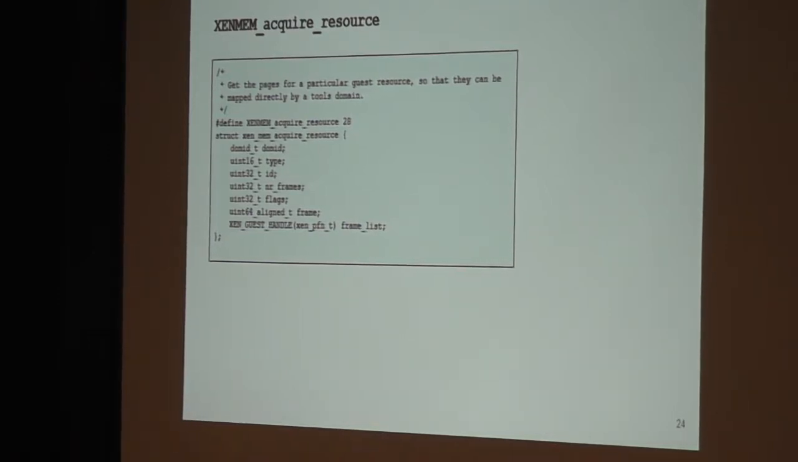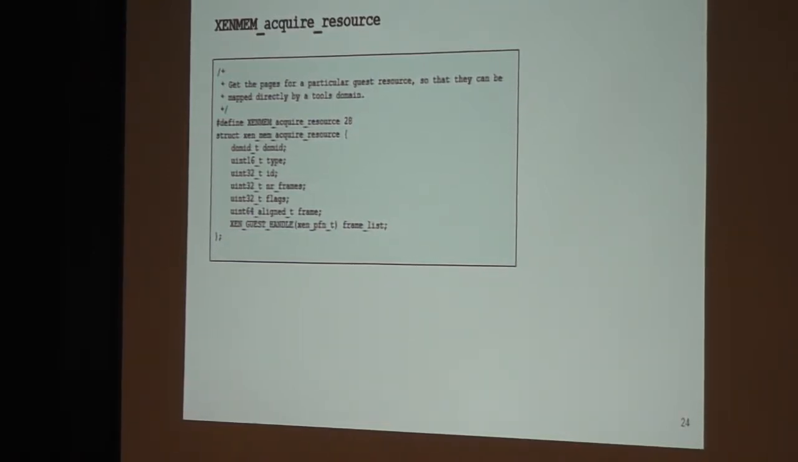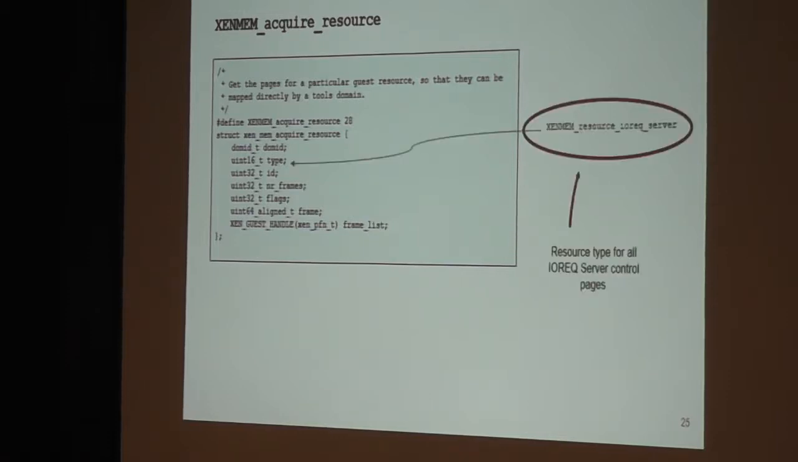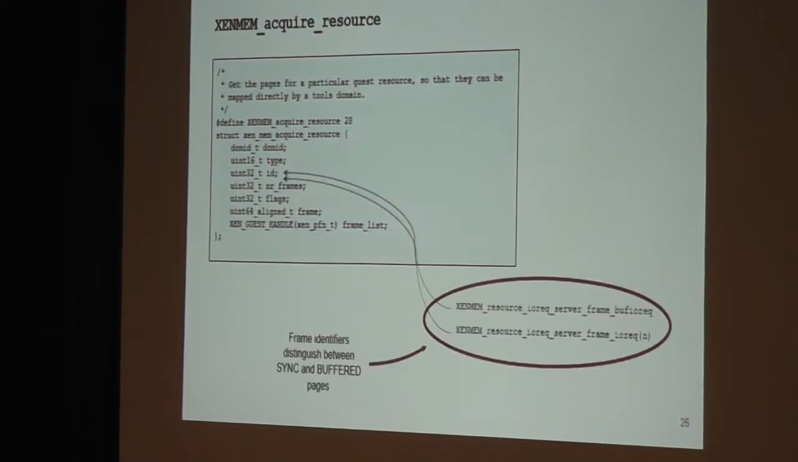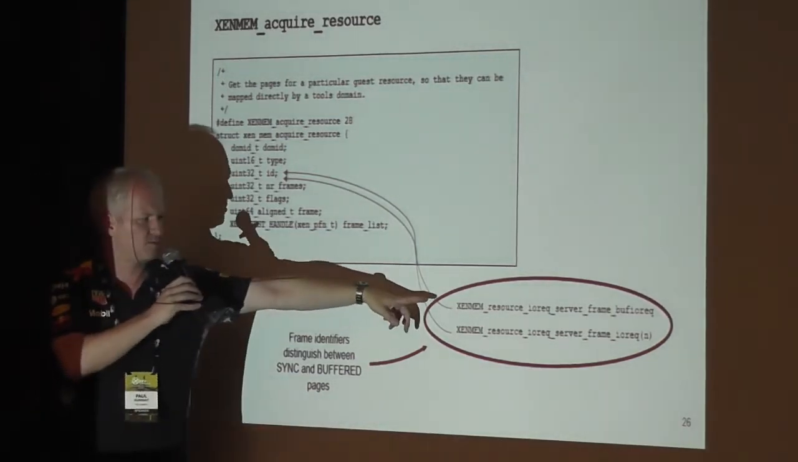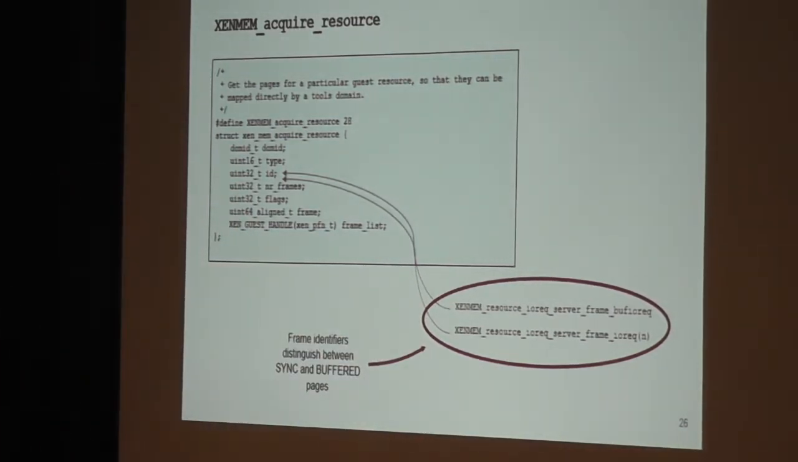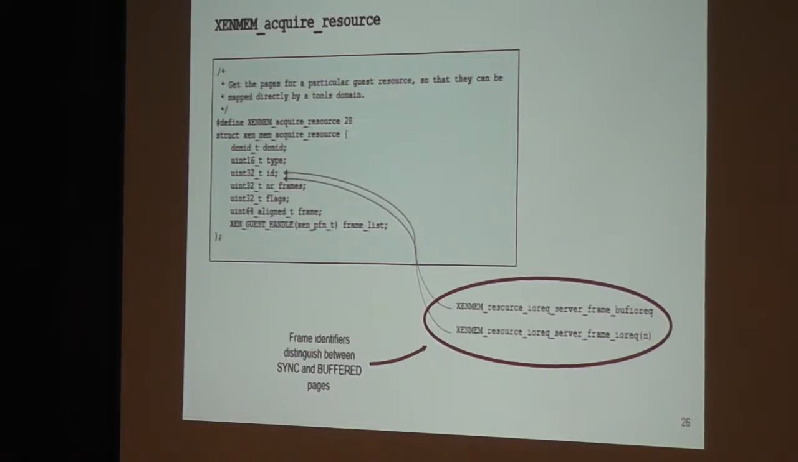First thing you'll notice it contains is the DOM ID of the guest whose resource it's mapping. The next is type, in this case type IOREQ server. That's actually the only one that exists at the moment. Then there's the type of page, so there's the synchronous I/O page or there's the buffered I/O page. There's always one buffered I/O page, but for reasons of needing to expand the number of vCPUs a guest might want, we have allowed more than one synchronous IOREQ page.